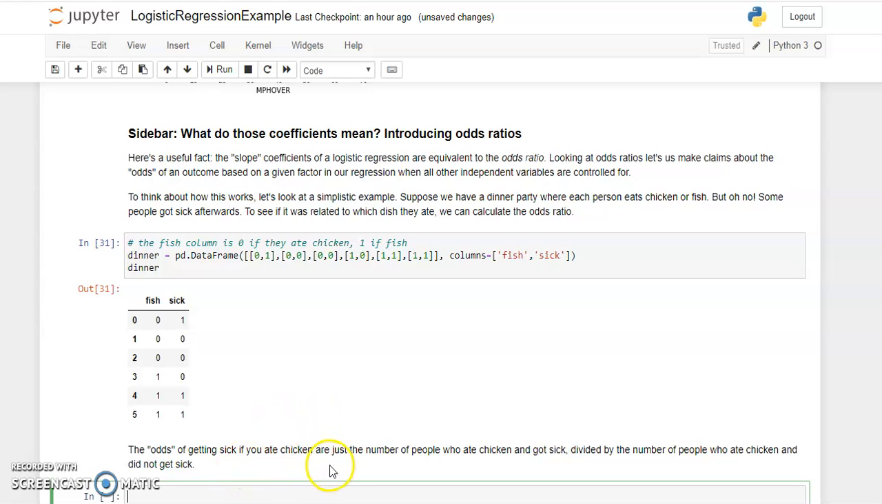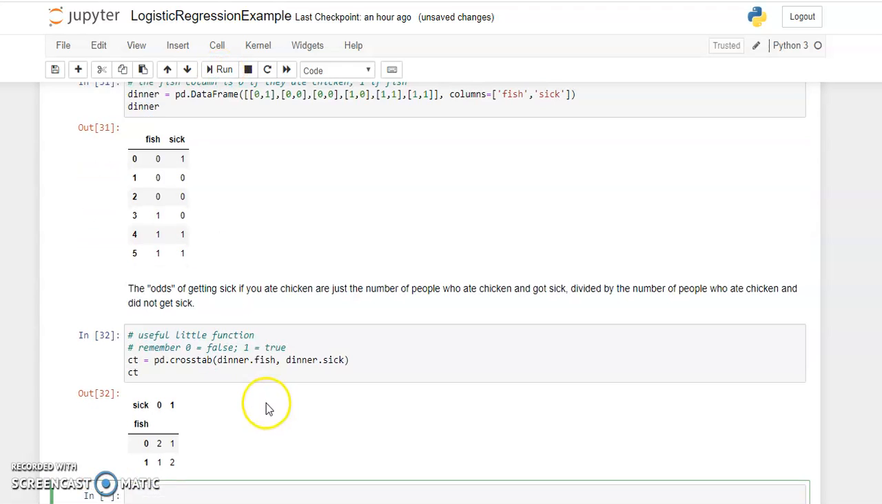So the odds of getting sick if you ate chicken is the number of people who ate chicken and got sick divided by the number of people who ate chicken and didn't get sick. And again, we're only seeing fish in the label here because if you ate chicken, then your fish value is zero. That one came out a little messed up.